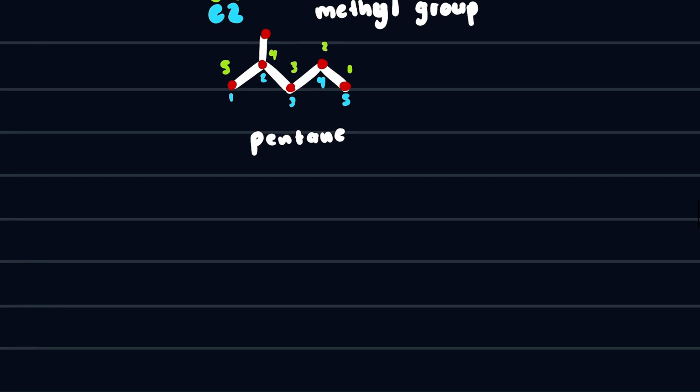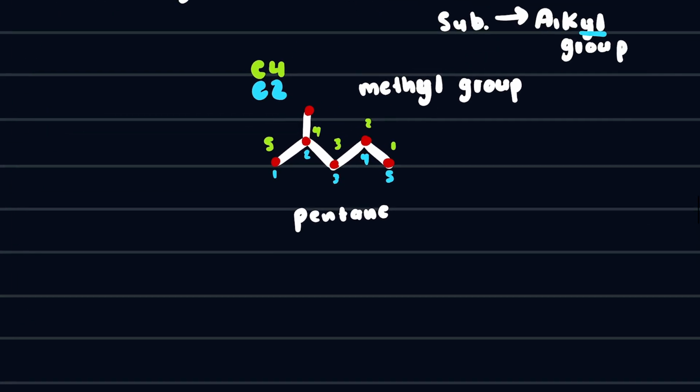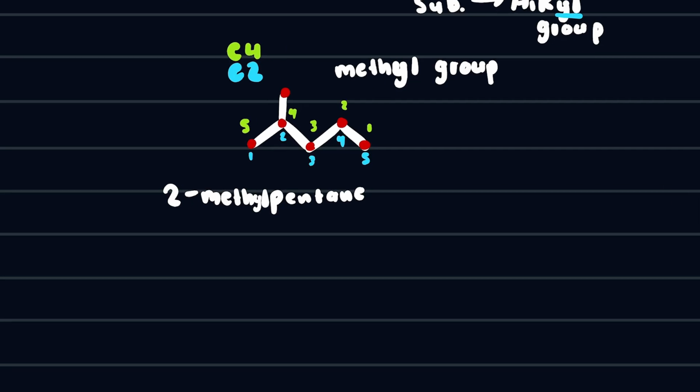And so the way you go about naming this is by writing 2 dash methyl pentane. Just like that. Great. And this is why it's so important for you guys to know methane, ethane, propane, butane, pentane, hexane, heptane, octane, nonane, and decane. You will use those every single day.